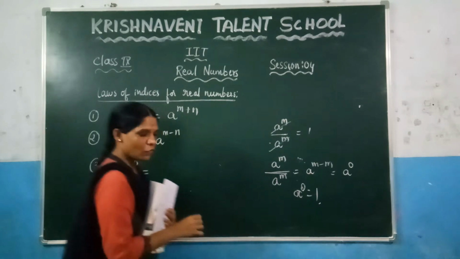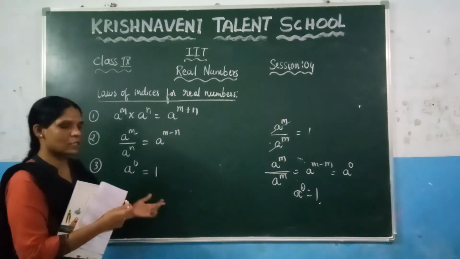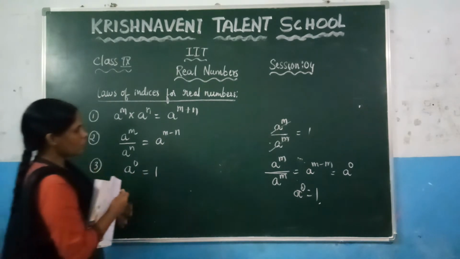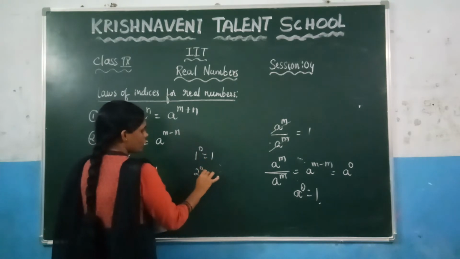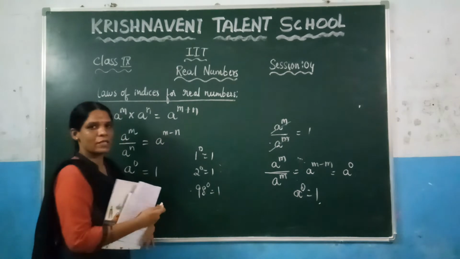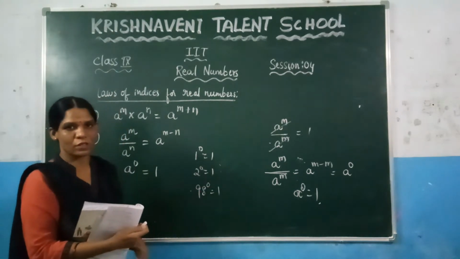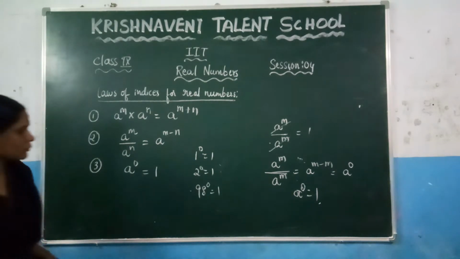So what is the value of a power 0? Which is 1. That means if you take any base here, if the power is 0, the result will always be equal to 1. That means you can take 1 power 0 is 1, 2 power 0 is 1, and after that 98 power 0 is 1. If the base is any value and the power is 0, that value will always be equal to 1. This is the next law of exponent. See the next one.